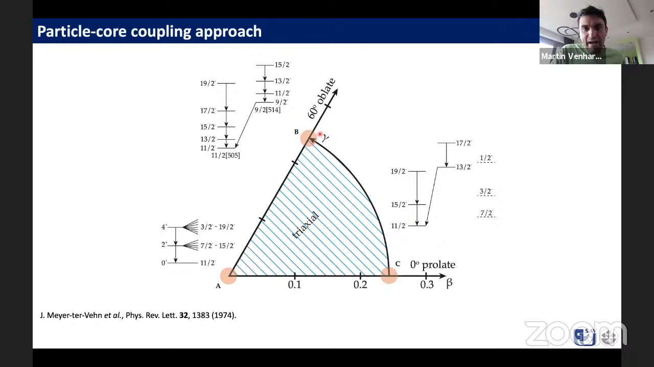So, and I plotted the three extremes here. A means spherical nucleus with beta equals 0, and this is how the spectrum would look like of the odd particle. And this other extreme is a prolate nucleus and oblate nucleus, and you see the pattern is different, and whatever is here is triaxial.